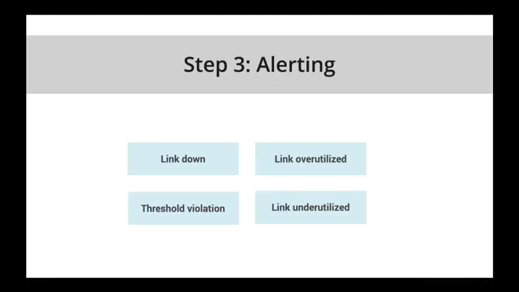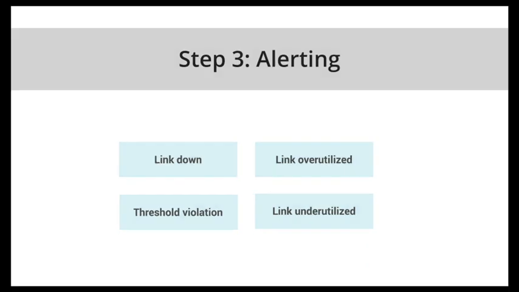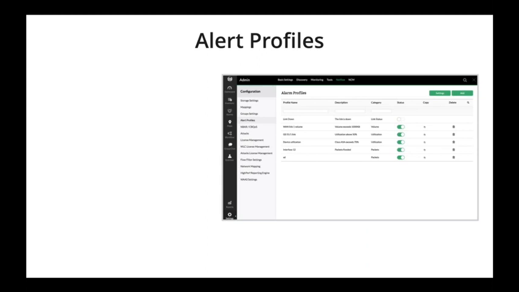So let's move on to the next step, which is alerting. You can get notified when there is a threshold violation in your network, or if a particular link is down, or overutilized or underutilized. You can get notified via email, SMS, or SNMP trap, and you will know whether your link is down or overutilized. You have an alert profile in NetFlow Analyzer where there are pre-configured alerts for link down and no flow, with which you can create threshold based alerts.